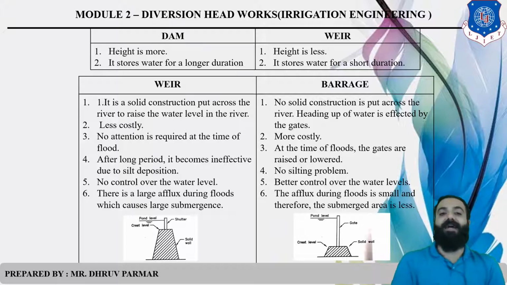So this is a diagram of a weir and this is a diagram of a barrage. In a weir there is a solid construction, and on that the shutter is provided. But in a barrage the gate is provided, and under the gate a solid wall or construction is provided to support the gate, otherwise to provide a base for the gate. This is the basic difference between weir and barrage.